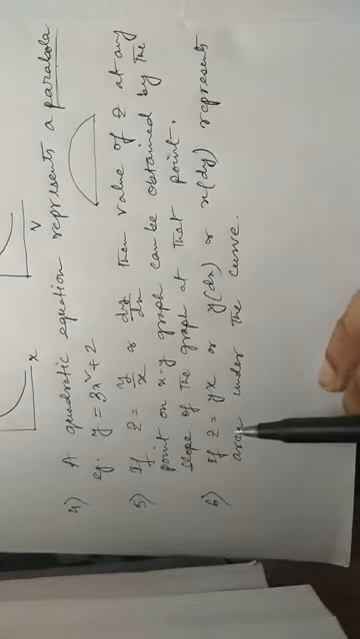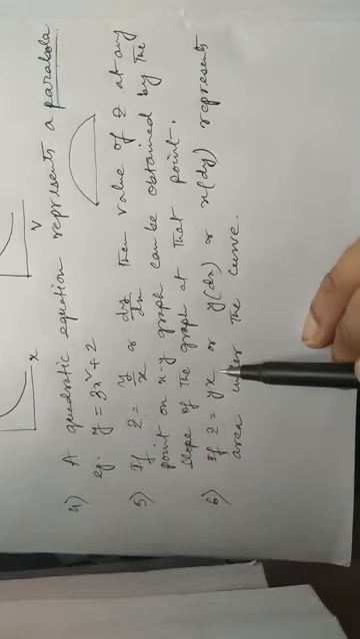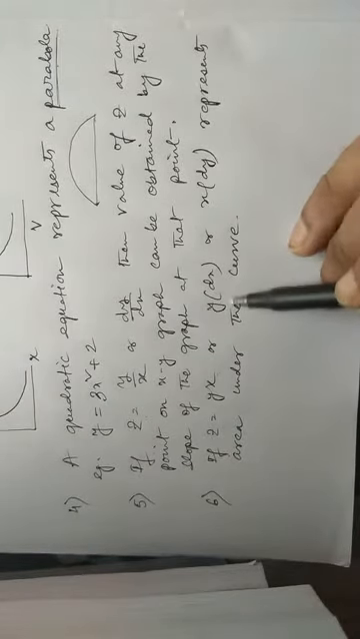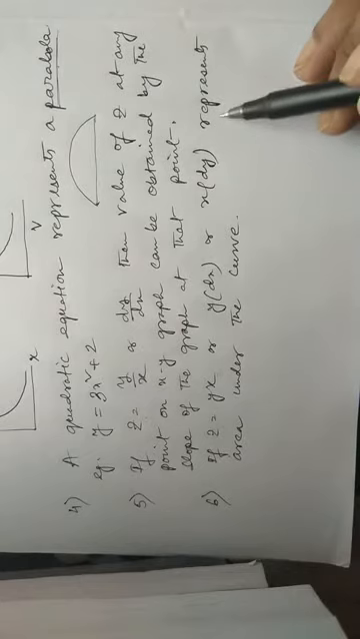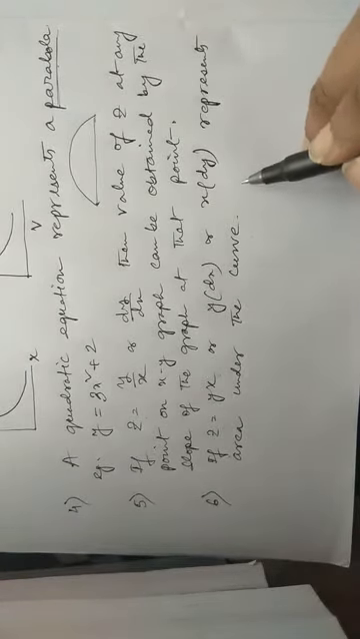The last point, if z is equal to y into x, it is of the multiplication form, or y into dx or x into dy. This represents the area under the curve. We will be learning this later.